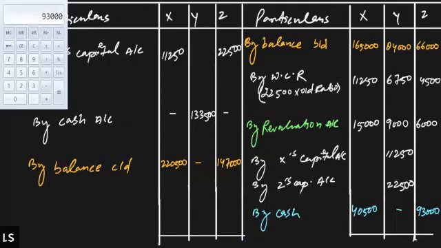So on the credit side, for Z, we should get 22,500 plus 147,500.